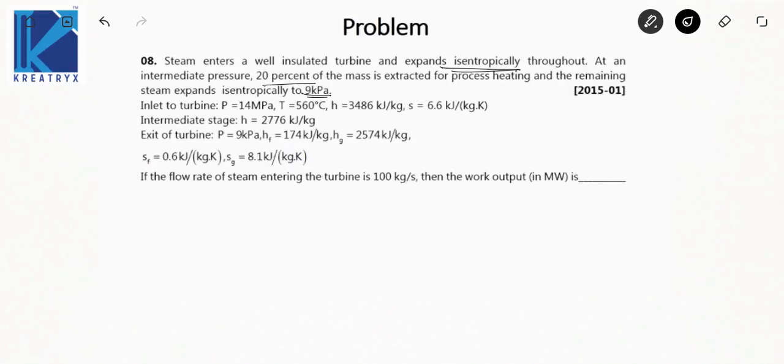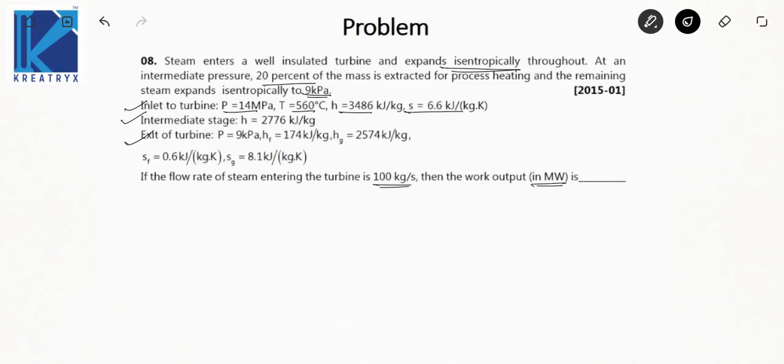This is the data. Inlet to the turbine, you have been given pressure, temperature, specific enthalpy, and specific entropy. Intermediate stage specific enthalpy is given, and at the exit of turbine again some properties are given. Okay, if the flow rate of steam entering the turbine is 100 kg per second, then the work output in megawatt is.